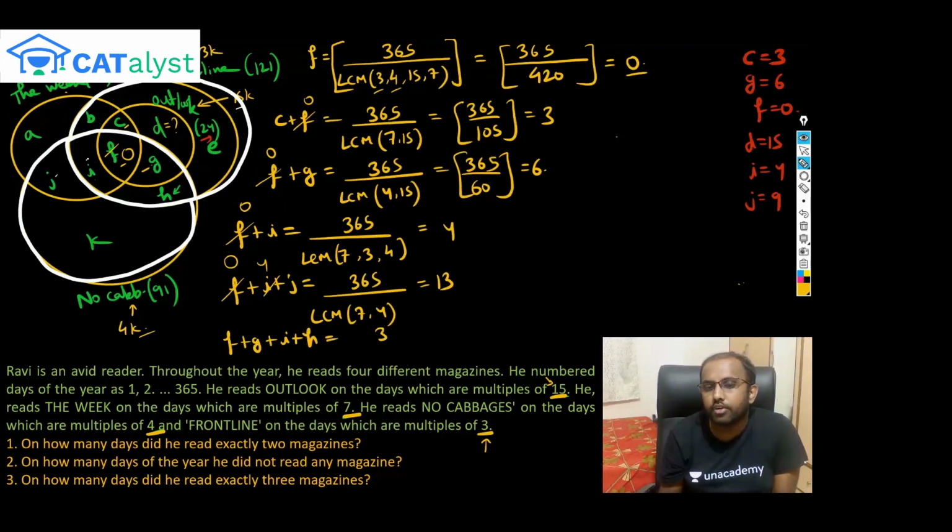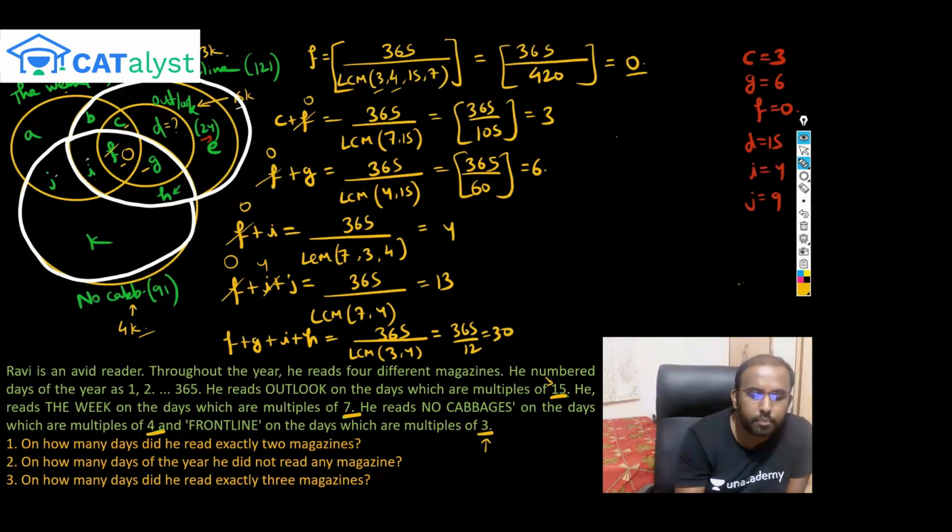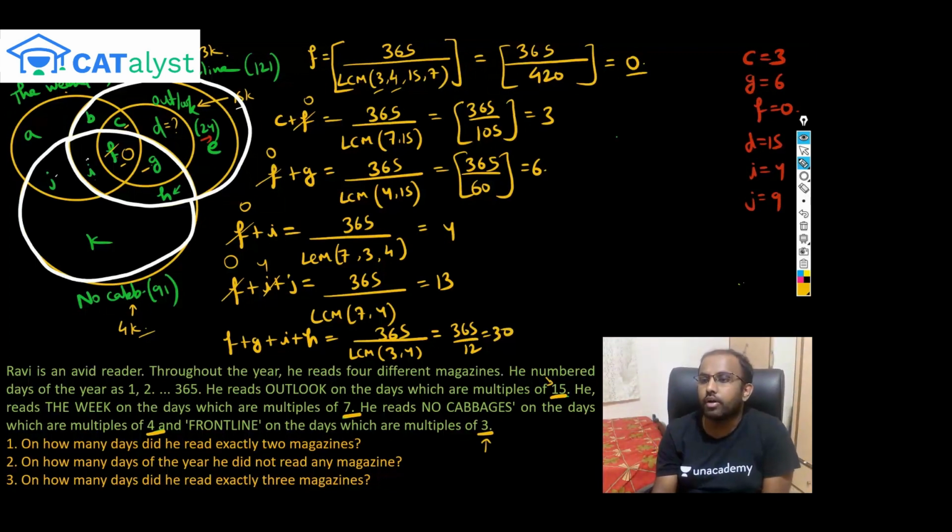It is 365 upon LCM of what? These two circles, 3 multiple and 4 multiple. 3 and 4 multiple, that is 12. So 365 by 12 will be equal to 30, right? So if f plus g plus i plus h is 30, I got the value of f as 0, I got the value of g as 6, I got the value of i as 4, therefore h will be equal to 20. So I further on got the value of h as 20 here, right?